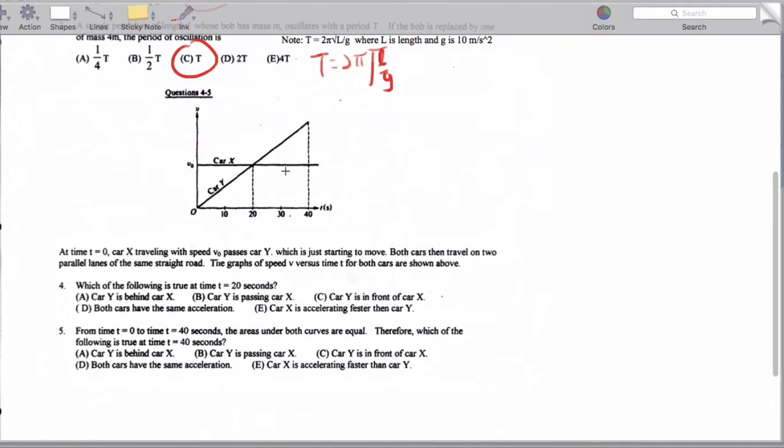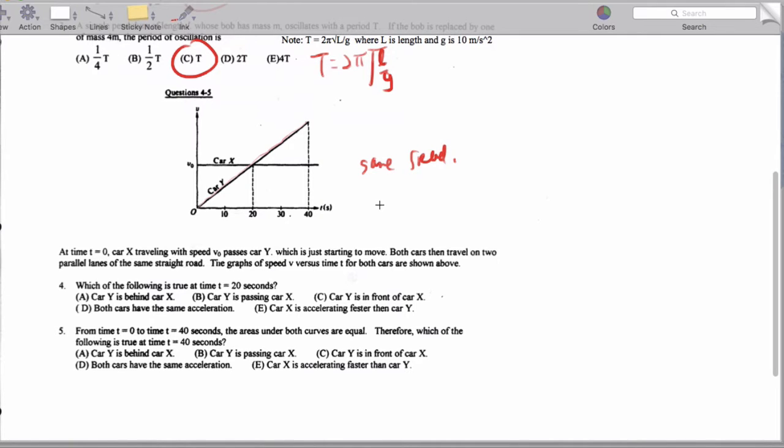Now we have a question of two cars. So we have car Y going this way, and car X going this way. We want to ask which of the following is true at time equals 20 seconds. So at time equals 20 seconds, they have the same speed. So let's see. None of those things are any of the choices here. So let's see what else we can calculate.